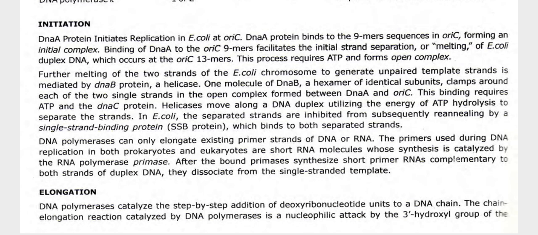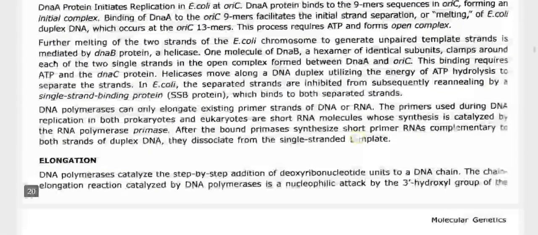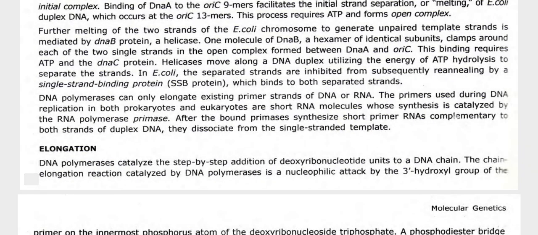This process requires ATP and forms an open complex. Further melting of the two strands of the E. coli chromosome to generate unpaired template strands is mediated by DnaB protein, a helicase. One example of DnaB, a hexamer of identical subunits, clamps around each of the two single strands in the open complex formed between DnaA and oriC. This binding requires ATP and DnaC protein.